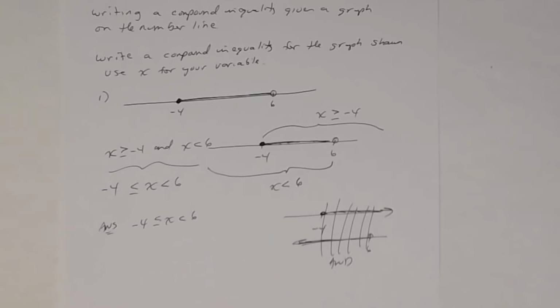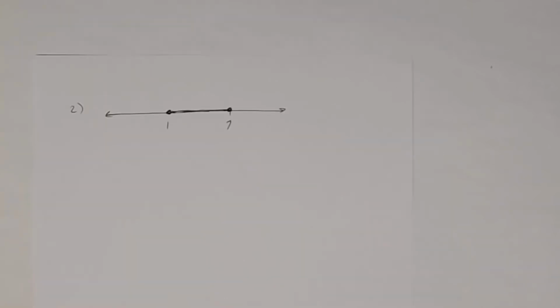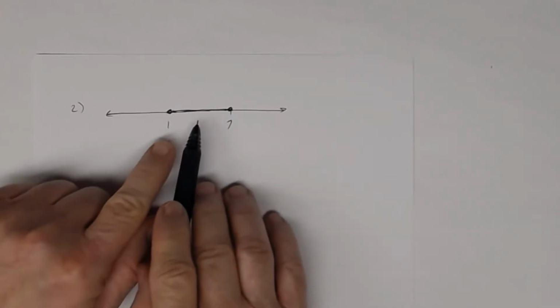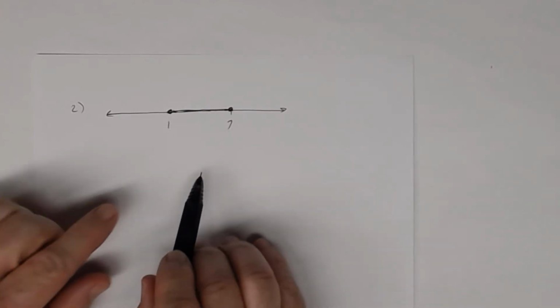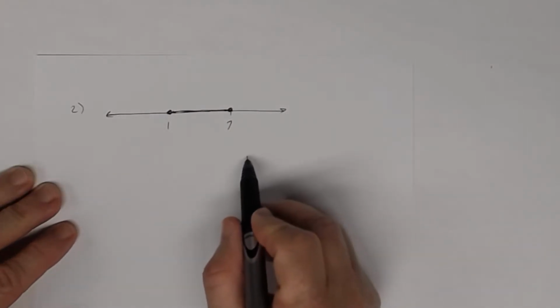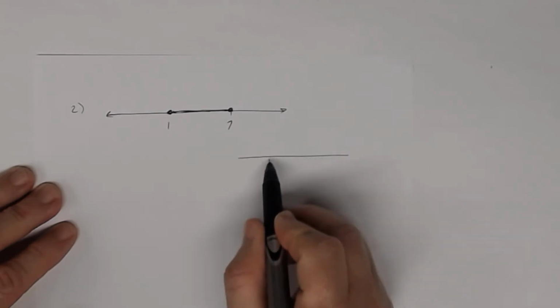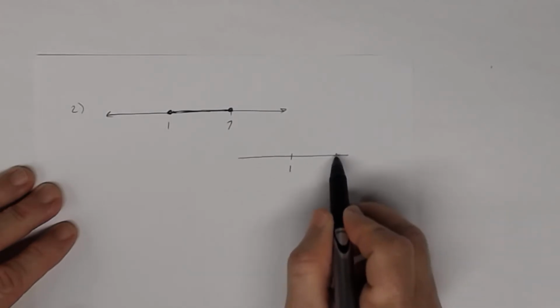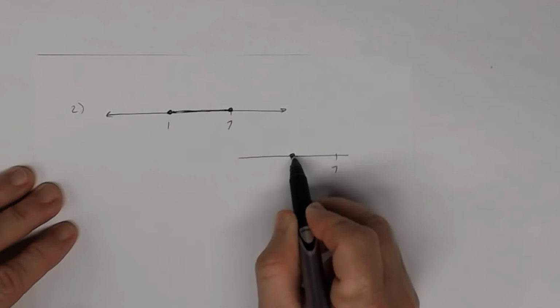So that's number 1. Let's look at another one. All right, so I want to write an inequality that represents the shaded region. So I'm going to think about it just like I did a while ago. So we're going to look at it this way. So here's 1, 7, closed circle, right?